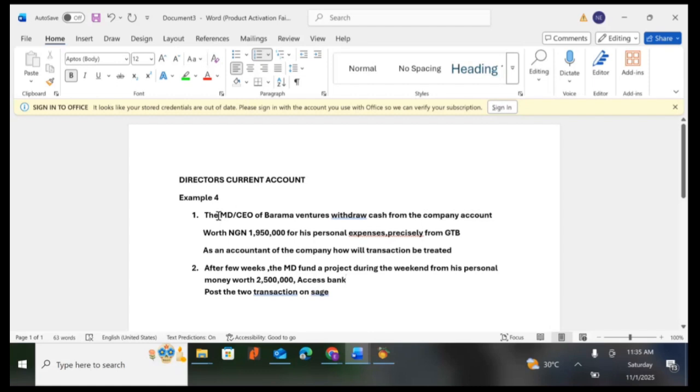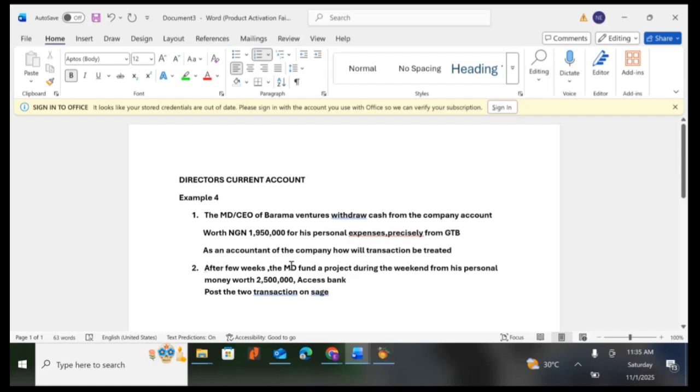In this question, just look at this question. The MD/CEO of Barama Ventures withdrew cash from the company's account worth 1,950,000 for his personal expenses, precisely from GTB. We paid this money from GTB. We drew this money from the bank for personal use. We cannot treat it as an expense. It's not a company expense, so we are going to put it in the director's account. So as an accountant of the company, how would you do this transaction? That is what we want to do here.